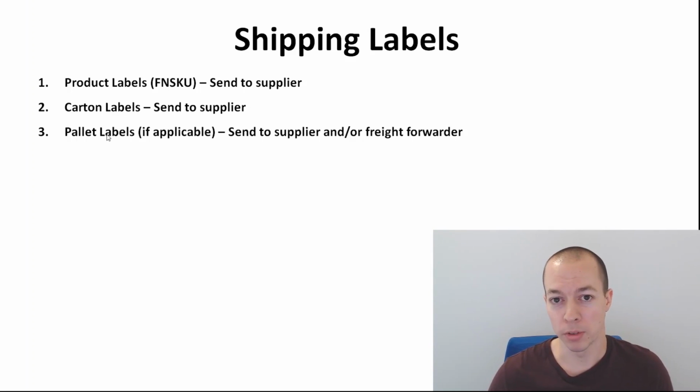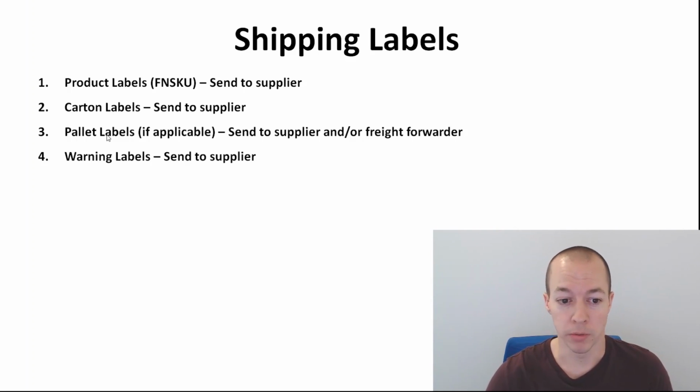But what normally happens is once your freight forwarder brings your shipment into the country, they will repackage it to Amazon specs, because the way that your supplier dispatches it probably isn't to Amazon's palletization specifications. So I always send my pallet labels to my freight forwarder, so the shipment gets to the UK, they repackage the pallet, they put the pallet labels on, and then they take it directly to Amazon. So that's how it works. So you've got product labels, carton labels, and pallet labels. And then finally, if applicable, you've got warning labels.